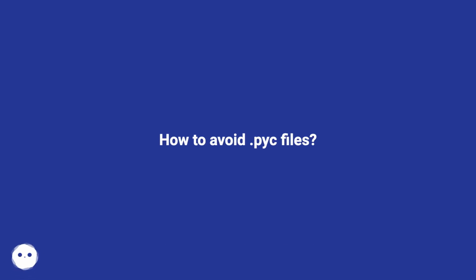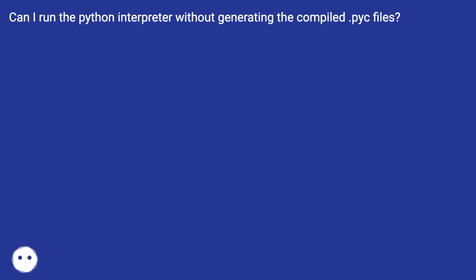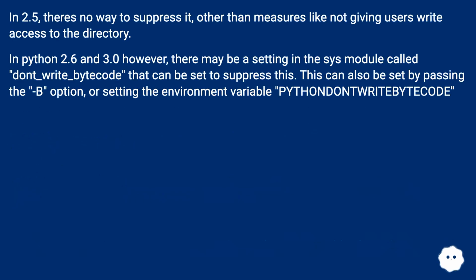How to avoid .pyc files. Can I run the Python interpreter without generating the compiled .pyc files? In 2.5, there's no way to suppress it other than measures like not giving users write access to the directory.